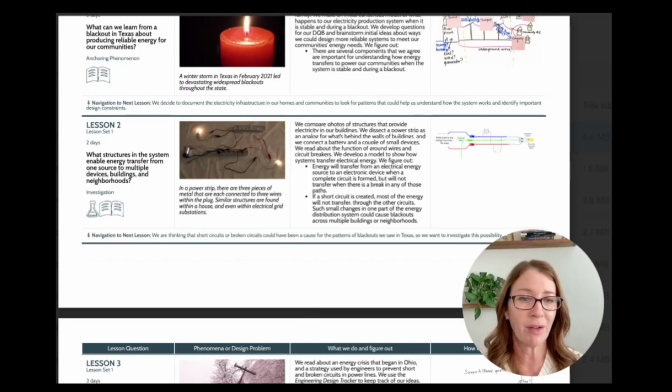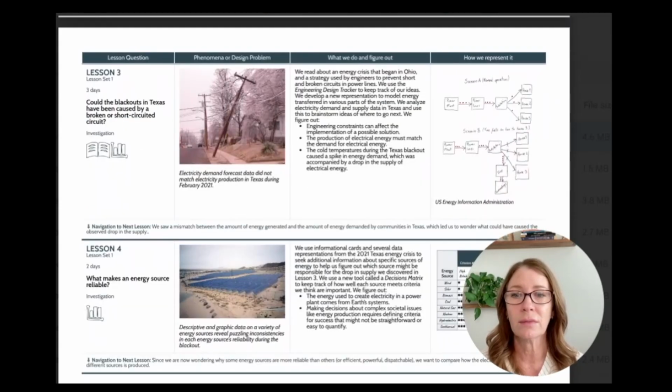Of course, first we have to develop the idea of an electric circuit, a complete circuit, a broken circuit, and we even get into short circuits. We have models to show how this happens. One is a poster model or a paper model that you develop with students, and the other is this physical model using the surge protectors. In lesson 3, we're answering the question, could the blackouts in Texas have been caused by a broken or short-circuited circuit?